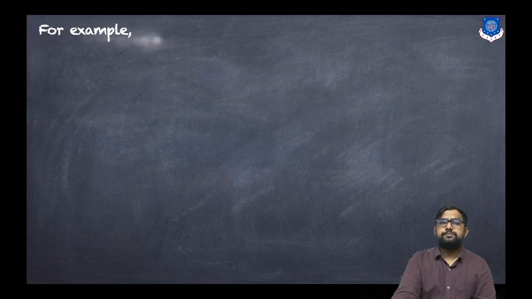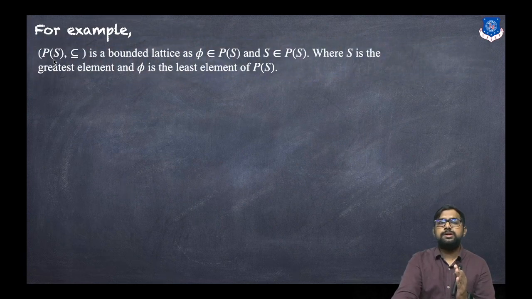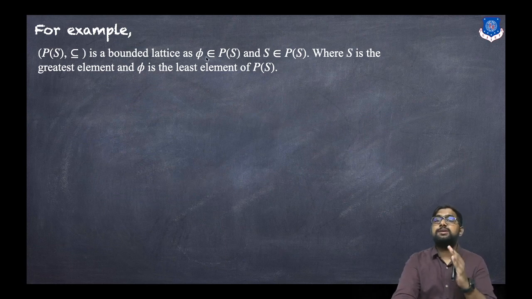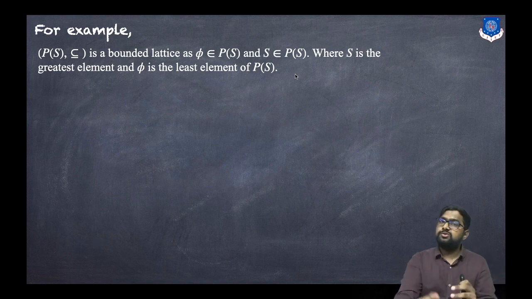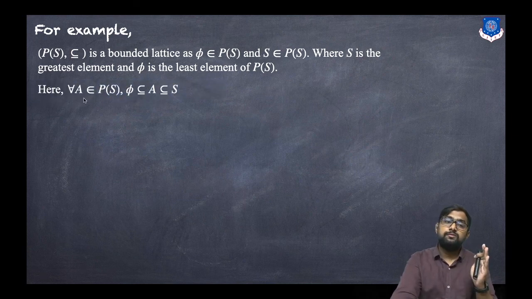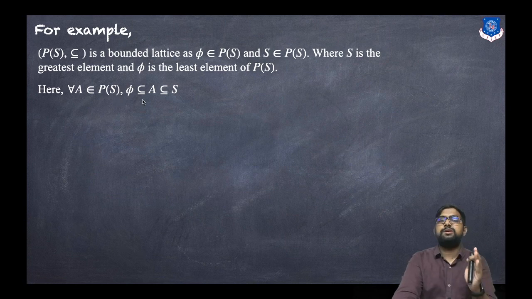Now for example, consider the poset (P(S), ⊆). It is a bounded lattice. Why? P(S) is the power set of S, and ⊆ is the subset relation. As phi belongs to P(S), it is the least element, and S also belongs to P(S). What is S? That is the whole set. So S is the greatest element and phi is the least element, so it is a bounded lattice. And for every A belonging to the power set of S, A is a subset, so A is in between phi and S.